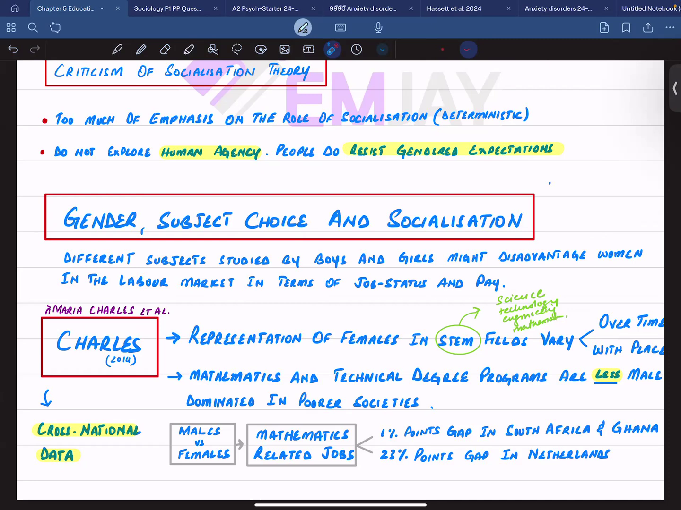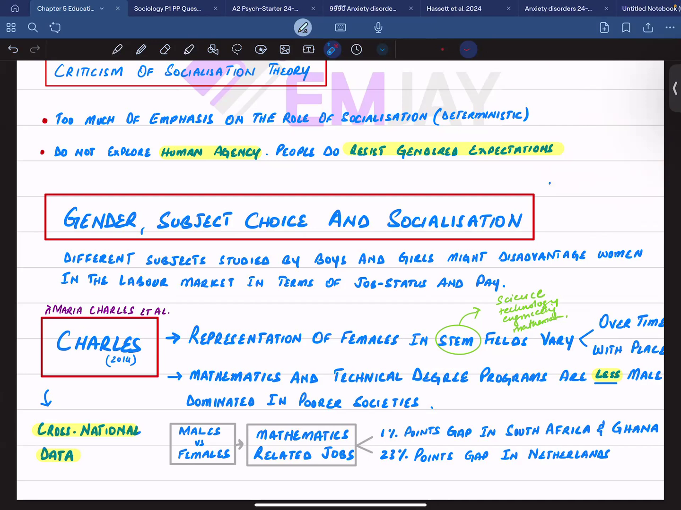Another thing worth noting down over here is that the numbers, or the extent to which mathematics and technical degree programs are chosen by males and females, differs. And it was seen that the poorer a society is, I think I need some space to write this down. So the poorer the society is, the lesser the gap between subject choice turns out to be. Now, let me help you understand this through an example.